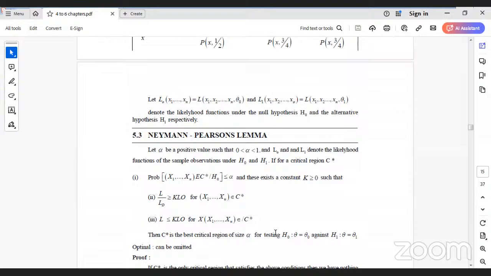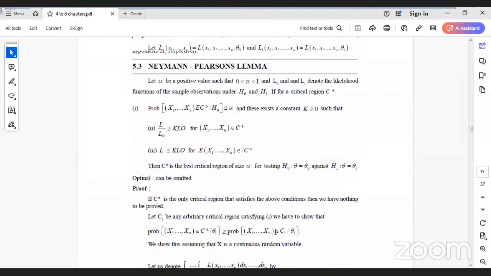So that is the first condition, and the second condition is for points belonging to C star complement. Then C star is the best critical region of size alpha for testing H0 theta equal to theta0 against the alternative hypothesis theta equal to theta1.